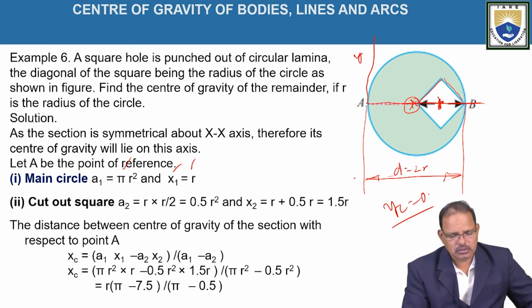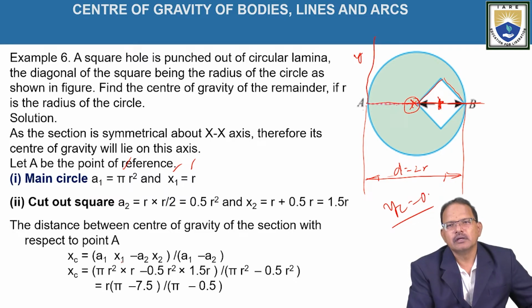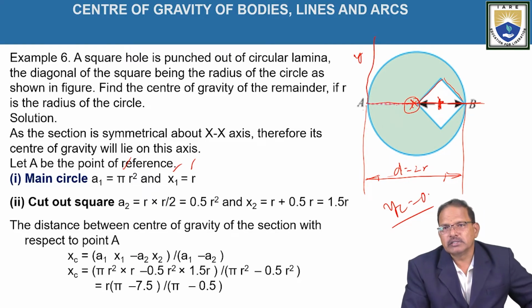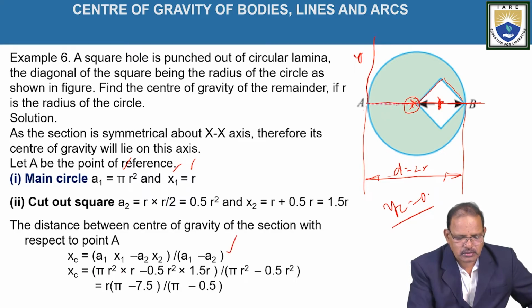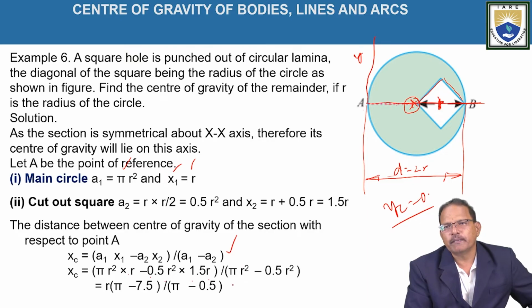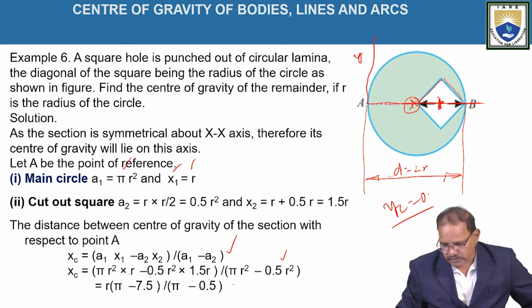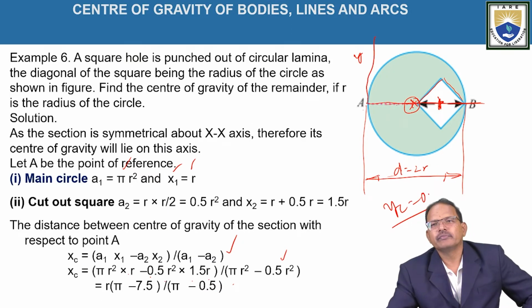So xc is equal to (a1 x1 minus a2 x2) divided by (a1 minus a2). Hence xc is equal to (pi r square into r minus 0.5 r square into 1.5 r) divided by (pi r square minus 0.5 r square). On simplification we get it is equal to r into (pi minus 1.5) divided by (pi minus 0.5). This is the position of the center of the given object.